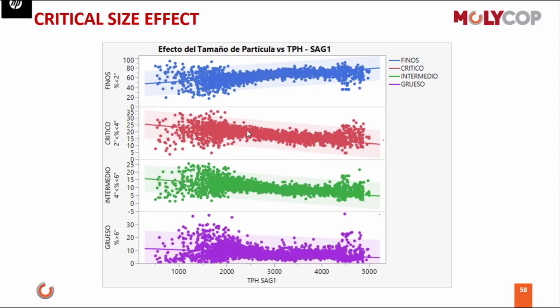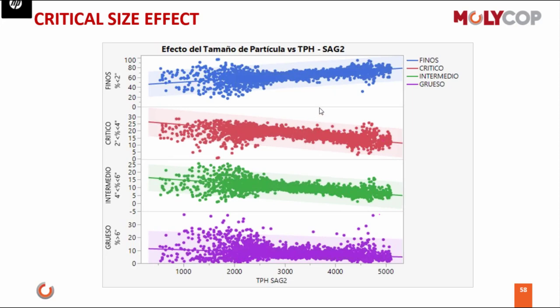You have to install cameras on your belts and your feeders to the SAG mills. You can perform correlations to see how it's going with the throughput. This is also the correlation with another SAG mill. It's the same thing. Higher fineness in the SAG feed, lower critical size, lower intermediate size, and flat coarse particles, you are going to get much more throughput.